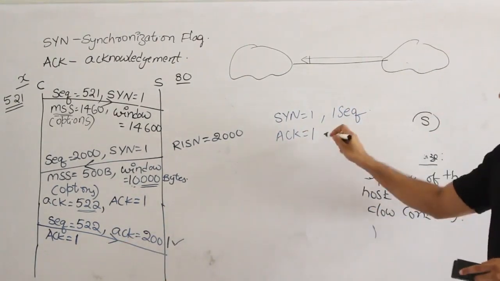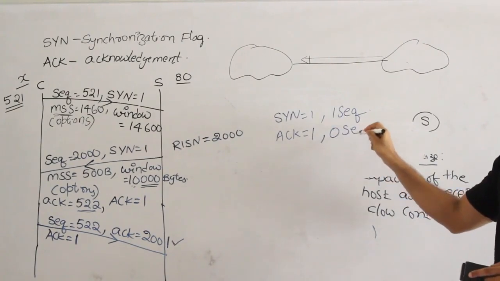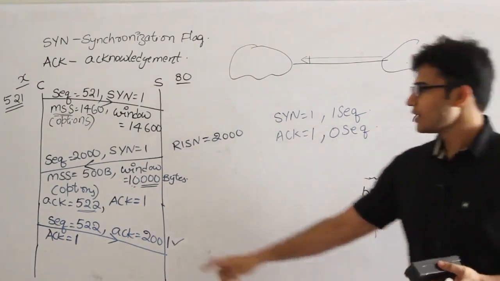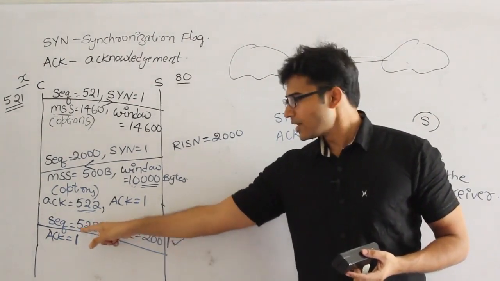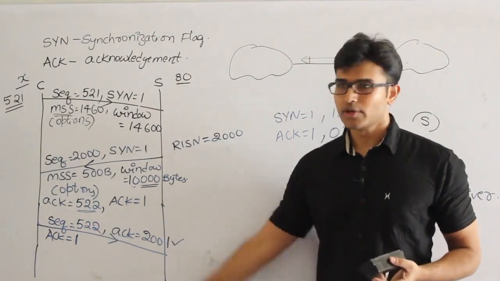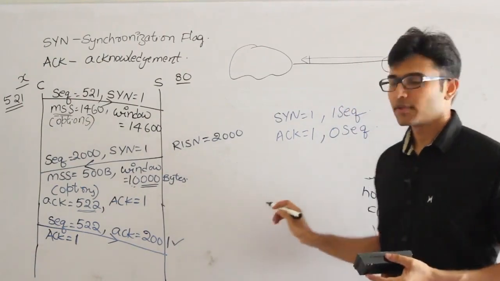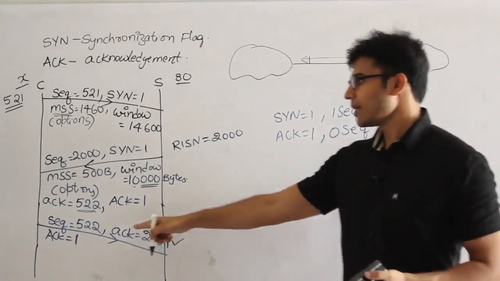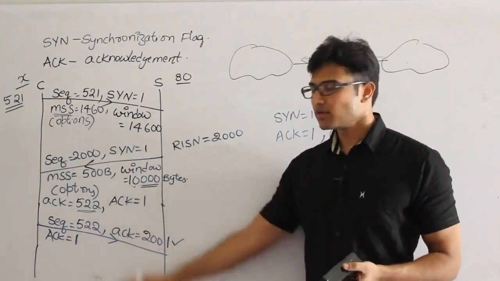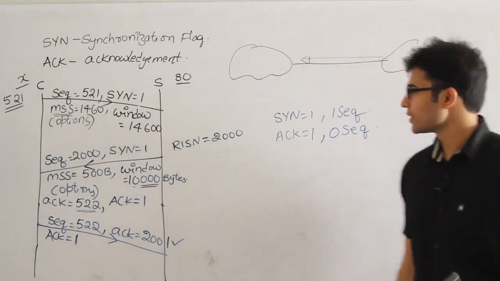that acknowledgement packet will not consume any sequence numbers, which means even though this acknowledgement packet is using 522, it doesn't mean that 522 is over. You can again use 522, right? So next time when you send any byte, this 522 is still available. 522 is not yet over. That is the second point.